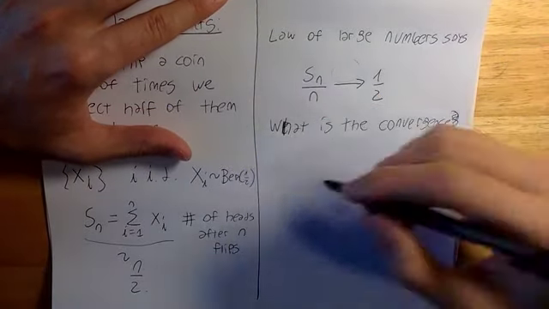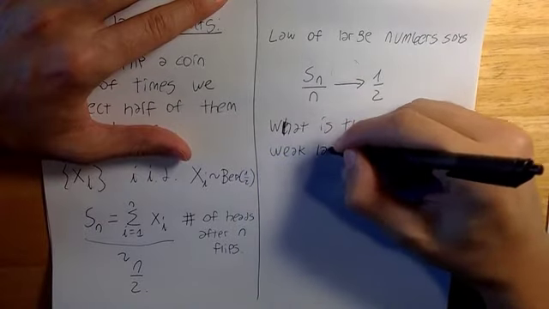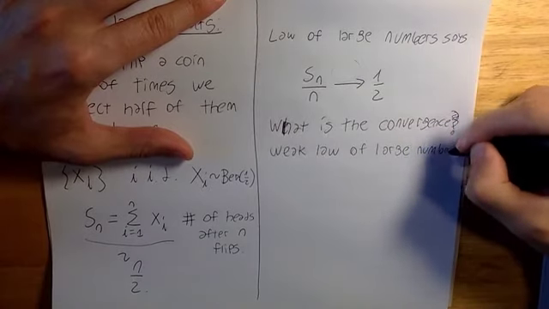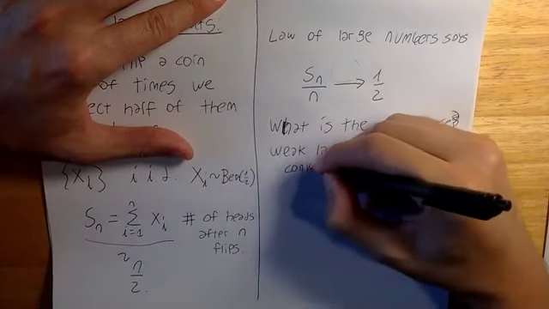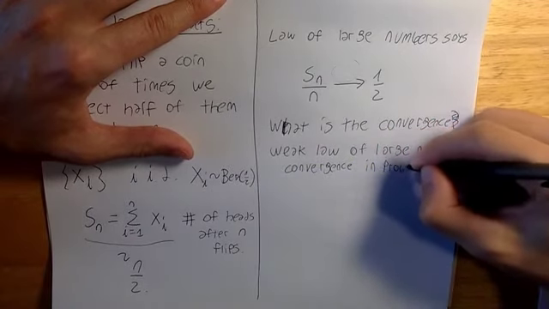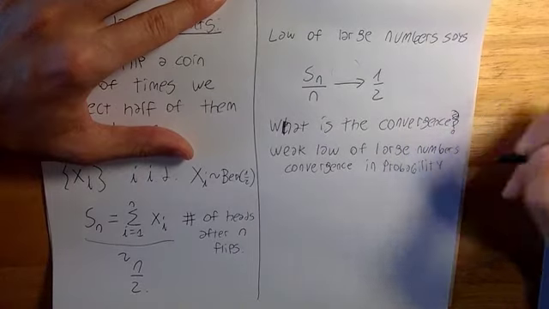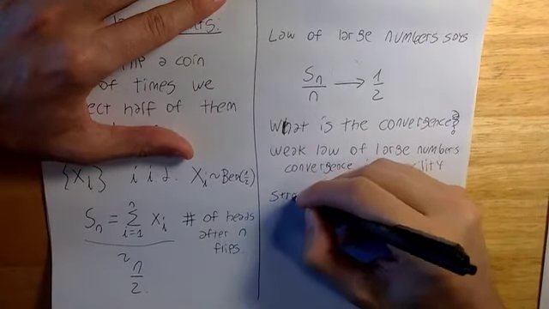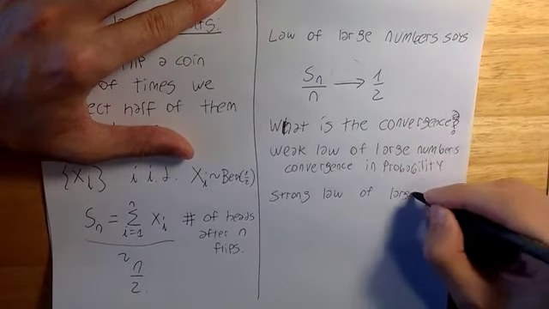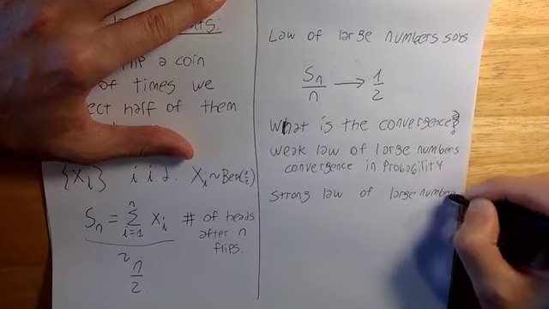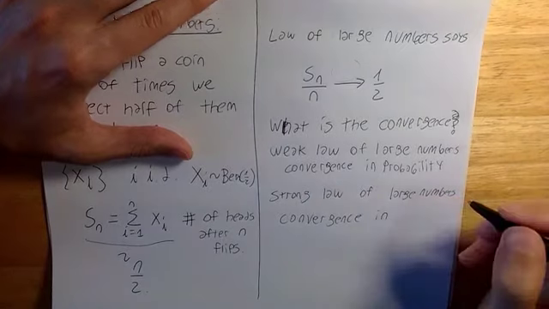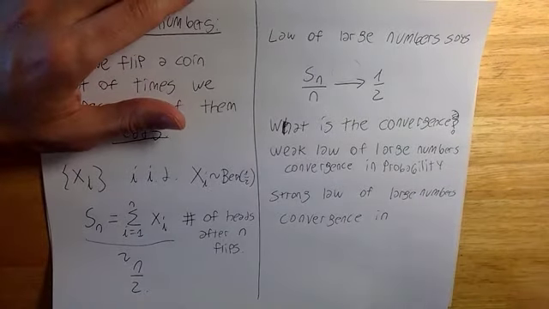So the weak law of large numbers is convergence in probability, and the strong law of large numbers is convergence almost surely.